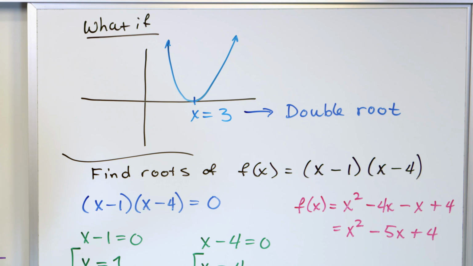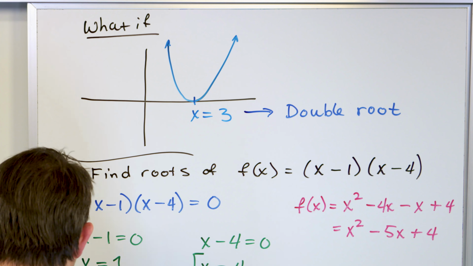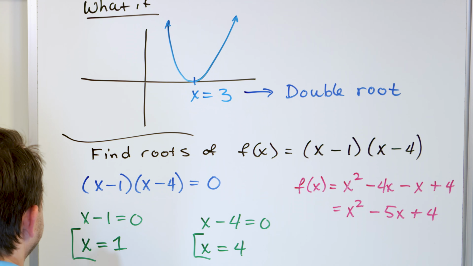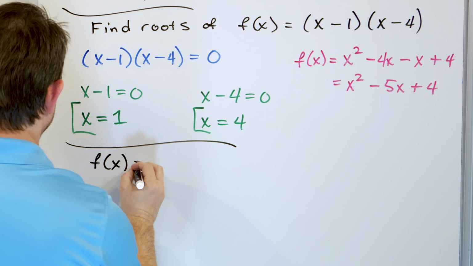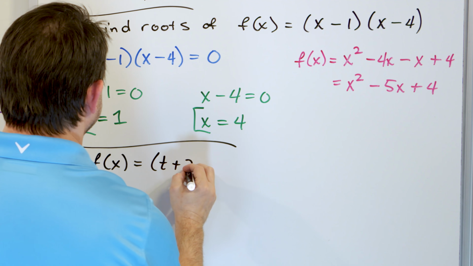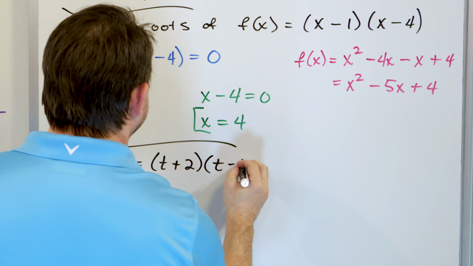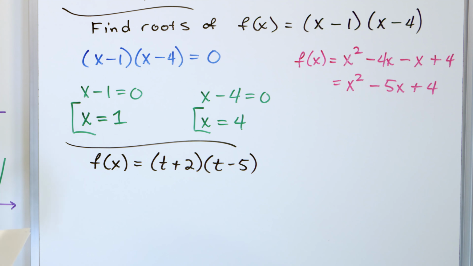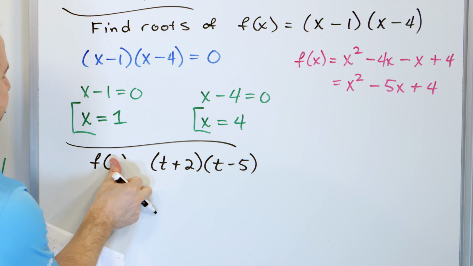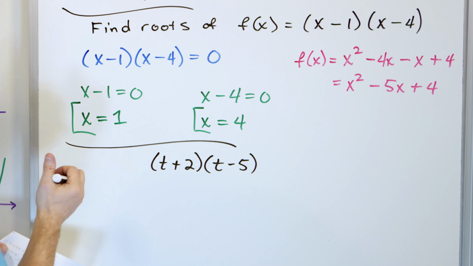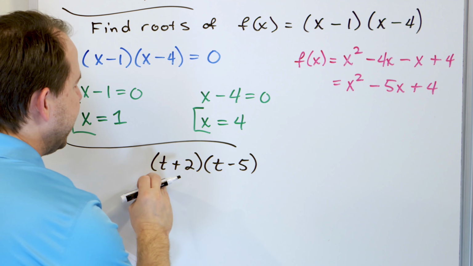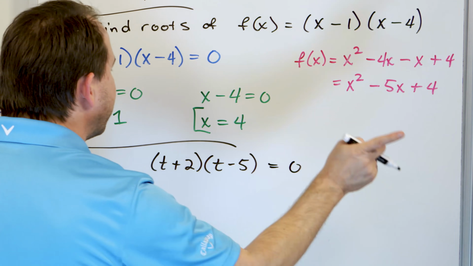Now let's move along and calculate the roots of the following function. Let's say we have the following function, f of t is equal to (t plus 2)(t minus 5), right? And I want to find the roots of that. An alternative way that you might see in your book, right now I'm talking about roots, your book might just say, here's an equation equal to 0, solve the equation.